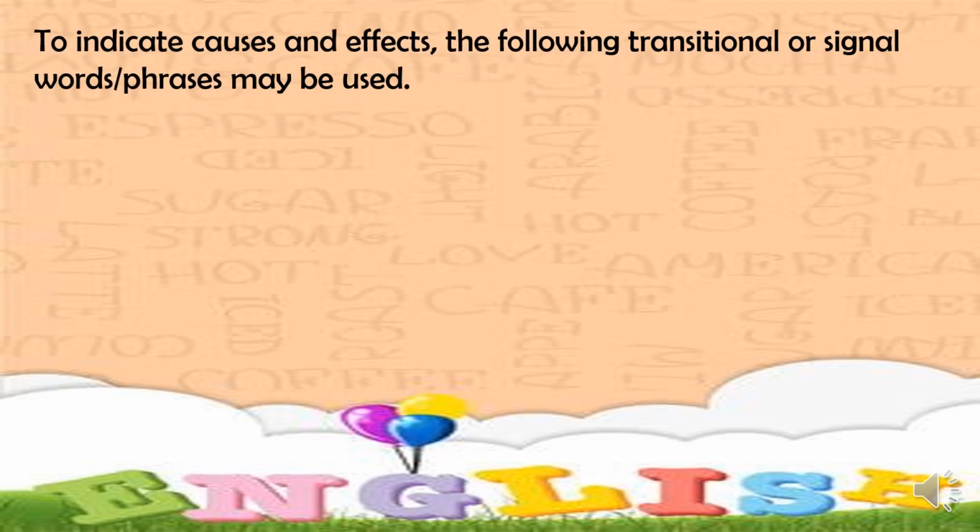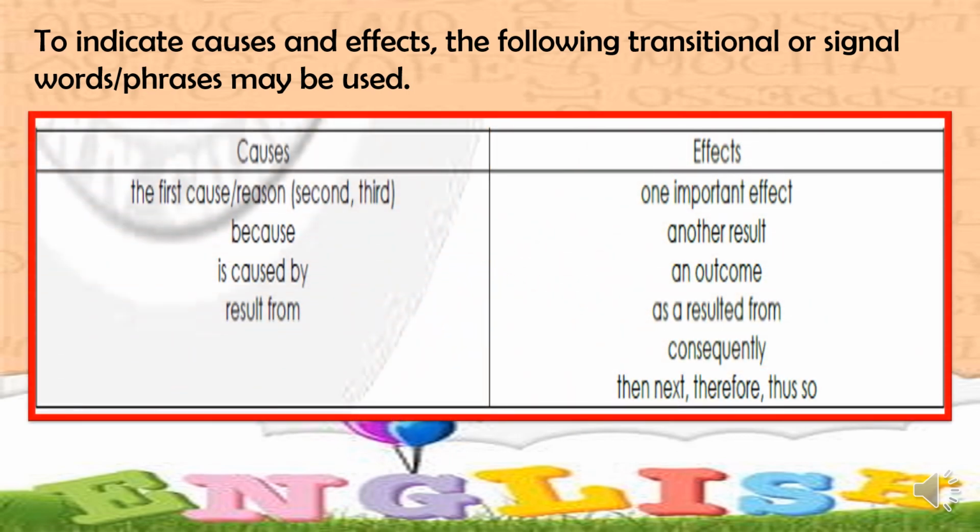So to indicate causes and effects, the following transitional or signal words and phrases may be used. So we have the signal words for causes and for effects. For causes: the first cause or reason, second, and third; then because, is caused by, result from. For the effects, here are the signal words: one important effect, another result, an outcome, as a result of, consequently, then, next, therefore, thus, so.